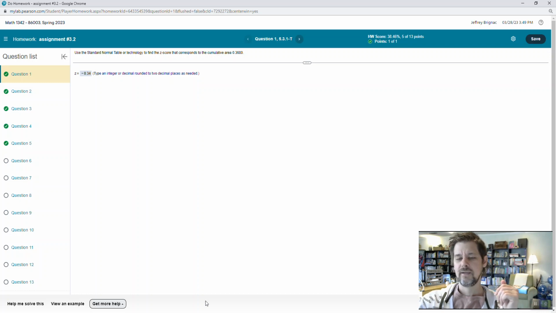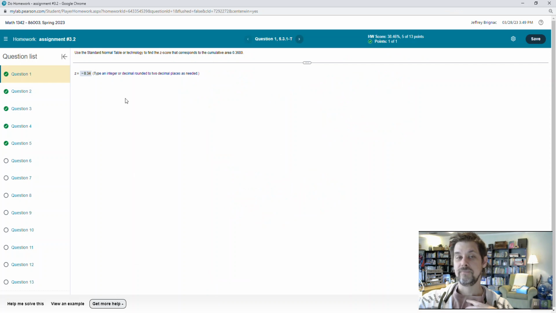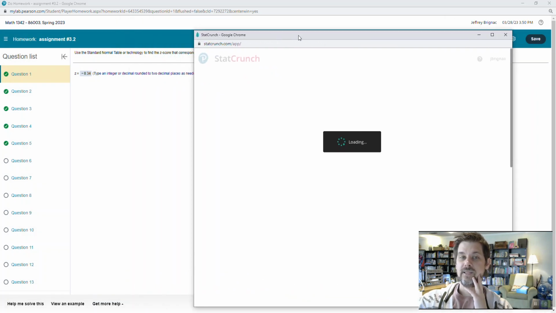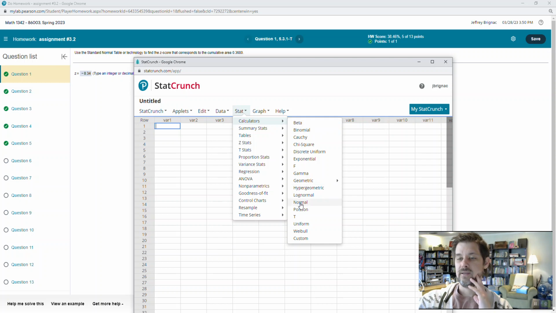That sounds like what I was saying, that there's the area and then there's the point on the horizontal axis that has that area to its left. So they're giving me the area and I need to find this number. Let me show you how to do that. We'll use technology, we'll use StatCrunch. Once we're in StatCrunch, we're going to go to calculators and then normal.